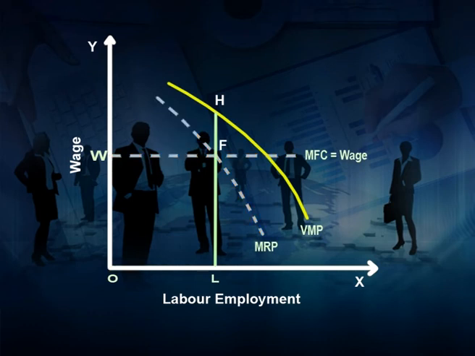This figure shows that at equilibrium, the wage rate OW is equal to LF level of the MRP, which is less than LH level of the VMP. Thus, the labor gets FH amount less than its marginal product.